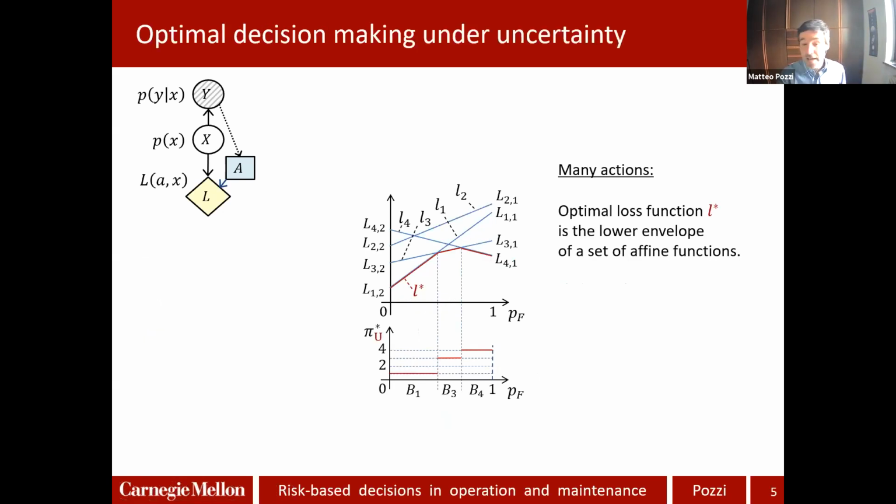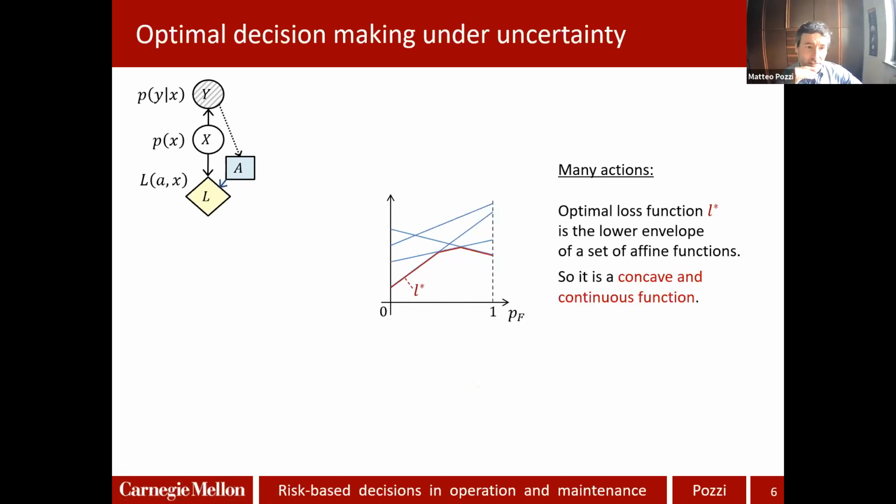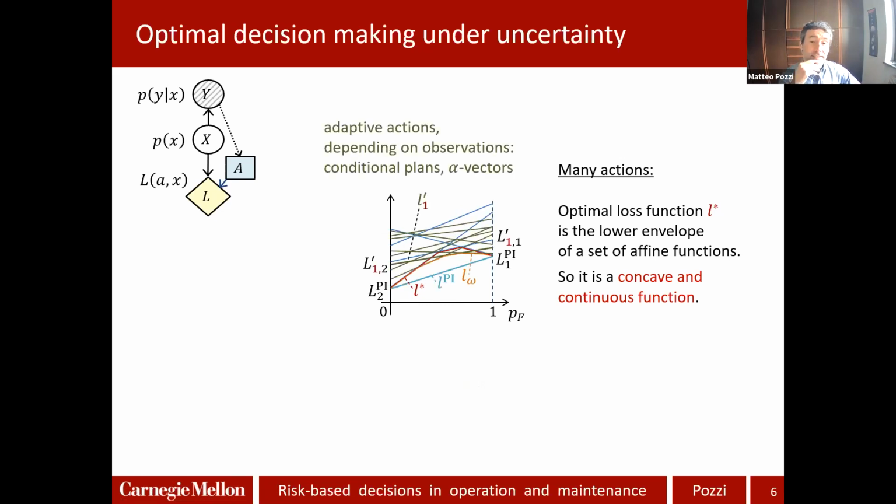And you can easily generalize that to the case of multiple actions. If you have, in this case, 4 actions, you have the lower envelope of these 4 functions. But because it is always the lower envelope of some linear functions, it is concave and continuous. And if you have access to information, you can base your decision on information, and this creates these additional linear functions that are related to some adaptive actions, the idea of reacting in some way to the output of a sensor, let's say.